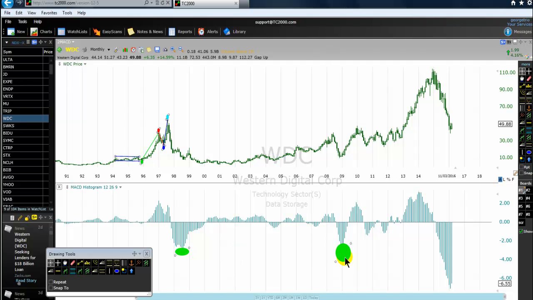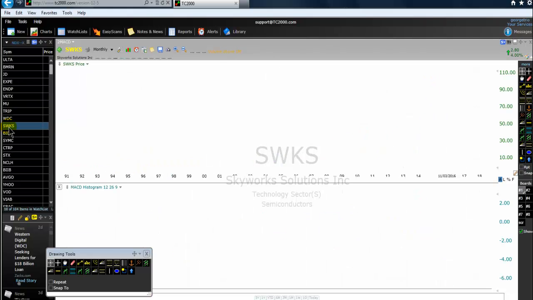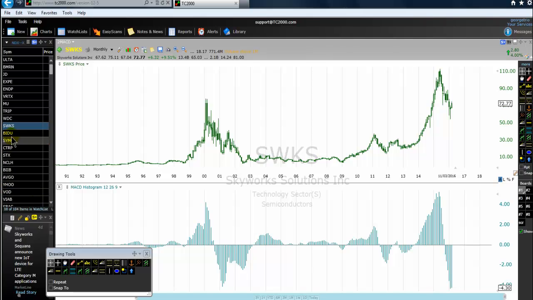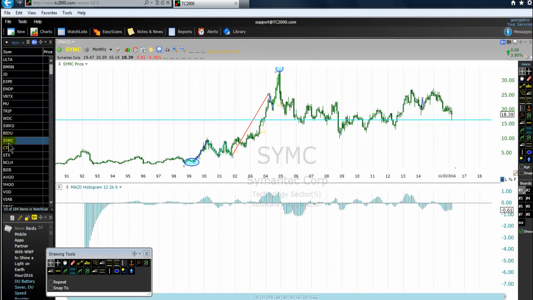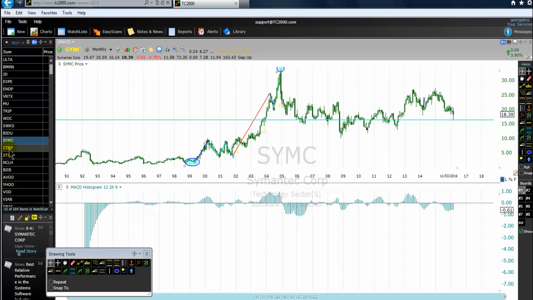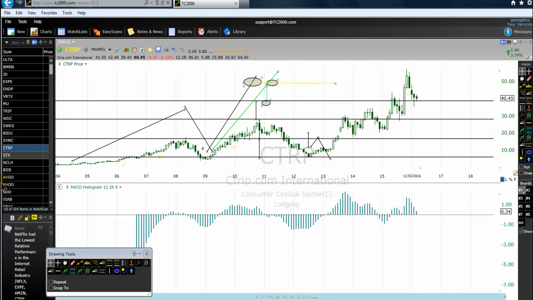A further verification is very important to ascertain that we have the end of the corrective phase. When it comes to the Elliott wave correction, it can be a little bit tricky because sometimes we have what we call a complex correction, multiple corrections that are taking place over a period of time. So we can go to different stocks looking for a double bottom MACD histogram pattern or a double top MACD histogram pattern.